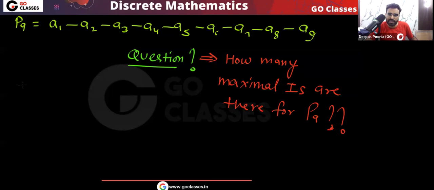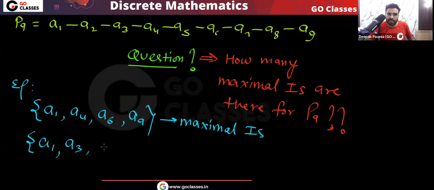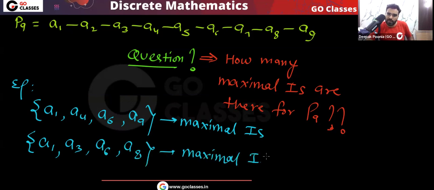Because I can create some more maximal independent sets. Let me start with A1. After starting with A1, I can take A4, then I can take A6, then I can take A9. This will be a maximal independent set. You can check. I can create some more. Let me take A1, then A3, then A6, and then A8. This is another maximal independent set. Like this, many more I can create.